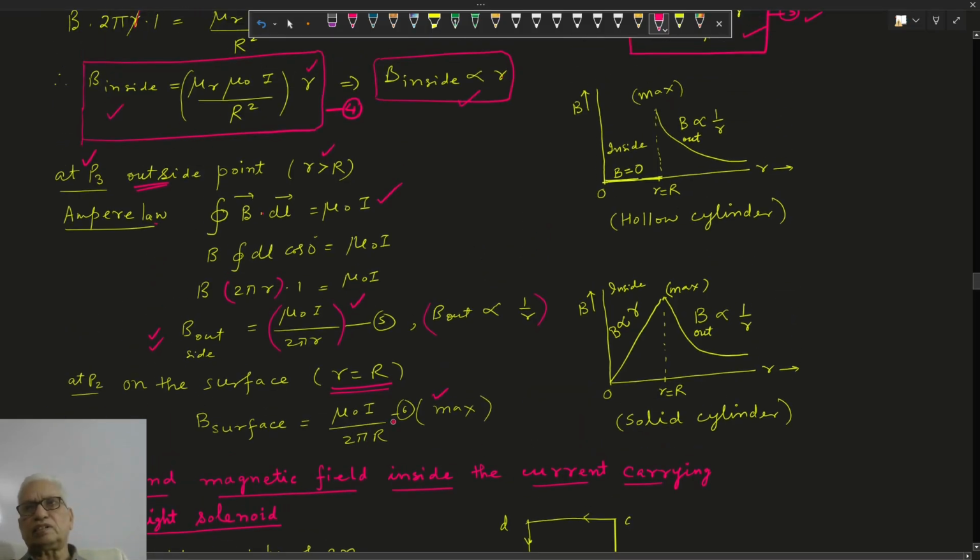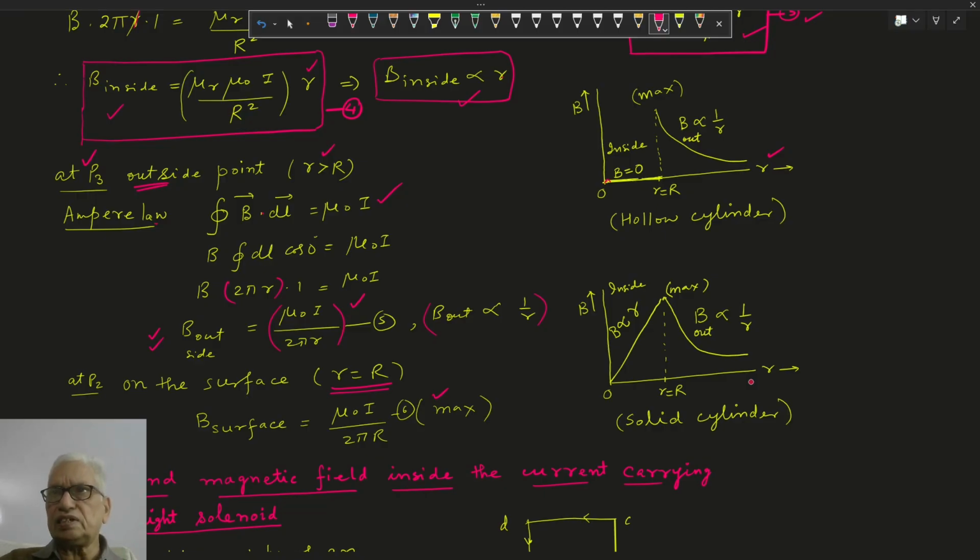So we are plotting the graph between say magnetic field B and distance r from the center. Inside hollow cylinder, magnetic field is 0 here, and on the surface is maximum, and outside it is decreasing reciprocal to the distance. B outside is proportional to 1 by r. For the solid, at center it is 0, up to the surface it is increasing directly proportional to r, and at the surface it is maximum value, and after that it is decreasing reciprocally to the r.